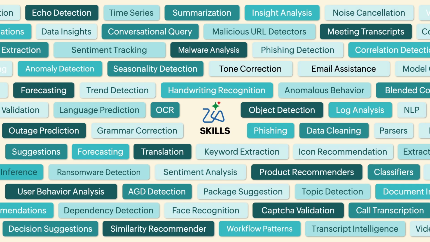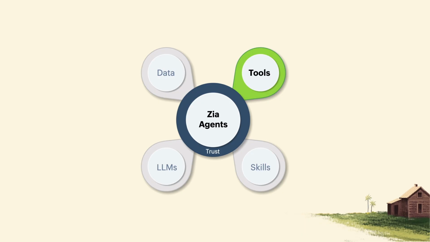So we have a huge layer of skills which AI agents can get leverage to. So that is very vital. The last one, which is the tool. Now, see, we have LLMs, we have collected the data, and we have the ZIA skills grown over the last 8 years. And now, with all these things, something has to happen, right? It has to do certain actions. So that is where the tool comes into the picture.